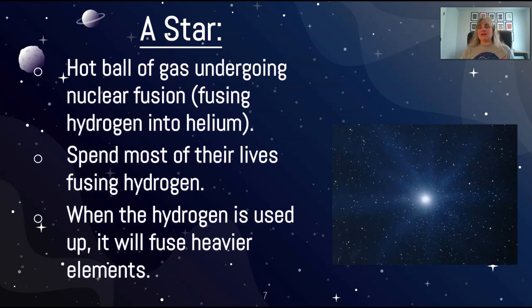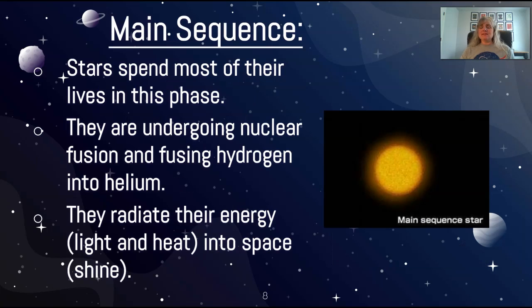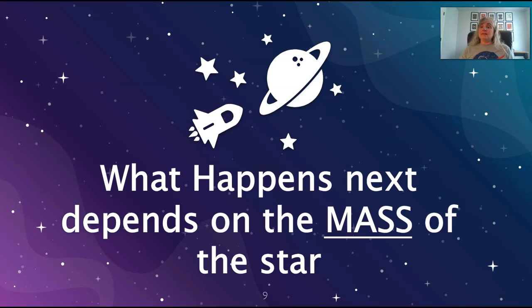Stars spend most of their lives, their entire adulthoods, fusing hydrogen. When the hydrogen is used up, they will fuse heavier elements. Main sequence is the term we use to describe what adulthood is for a star. Stars spend most of their lives in the main sequence phase. They are undergoing nuclear fusion, fusing hydrogen into helium, and they radiate the energy that's produced, light and heat, into space, and that's how we see the light from the stars from Earth. What happens next in their life cycle depends on the mass, or how big the star is.